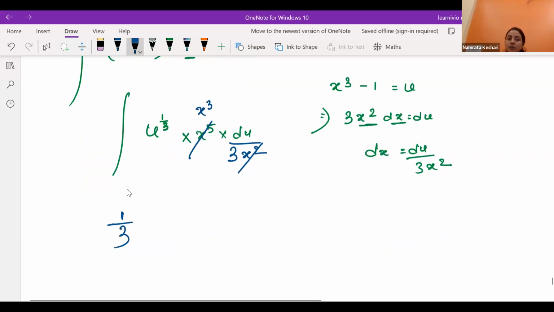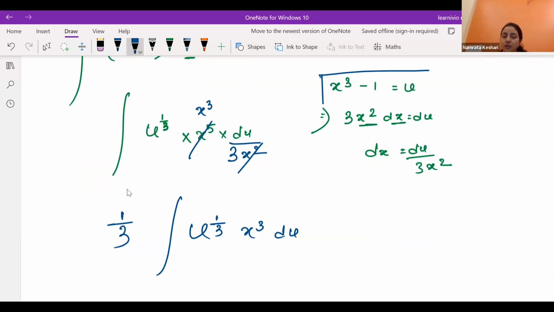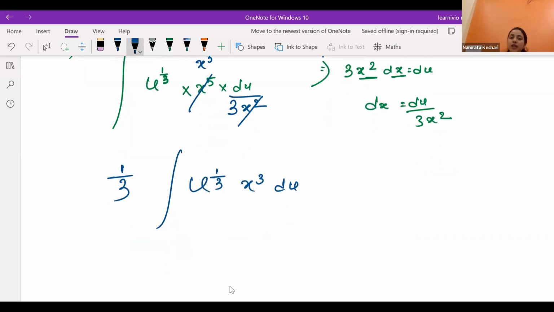What can be done after that, Annapurna? Because still our integration is not that simple. X cube we are still having. We need everything in terms of u so that we can do the integration. Can we write from here that x cube is nothing but u plus 1? Yes, we can. Okay, x cube is nothing but u plus 1.